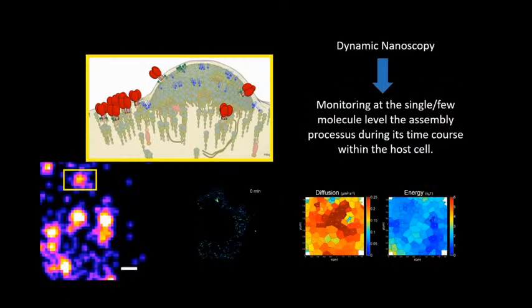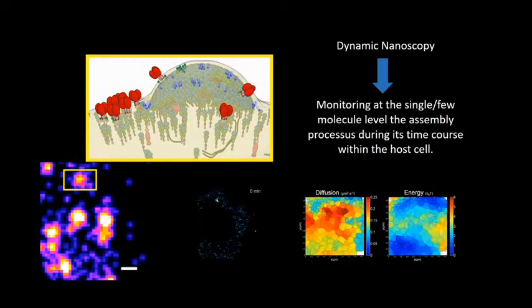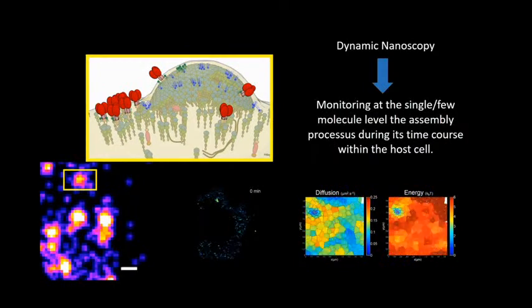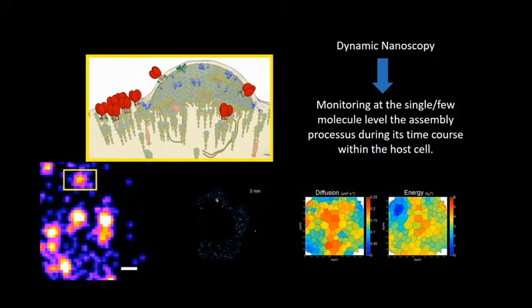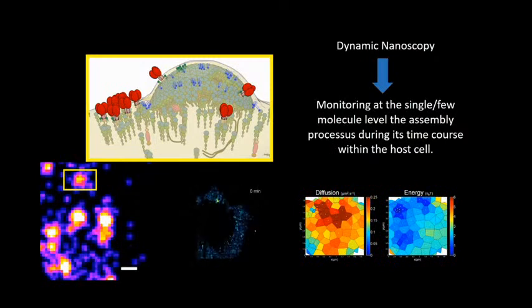So to end my seminar, I hope I have convinced you that dynamic nanoscopy really sheds light on the molecular processes occurring during assembly of viruses, which are objects below the diffraction limit of classical photonic microscopy. So this helped to monitor the assembly processes during the time course within the host cells.